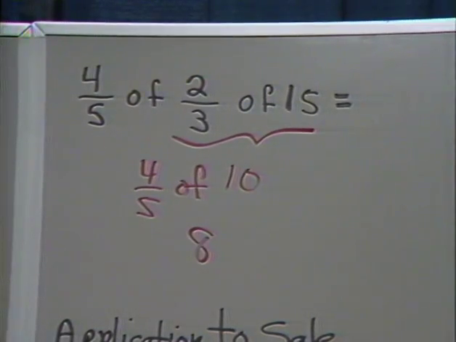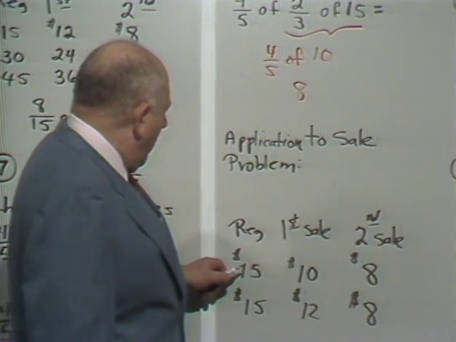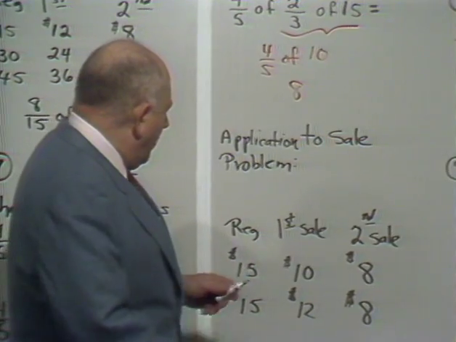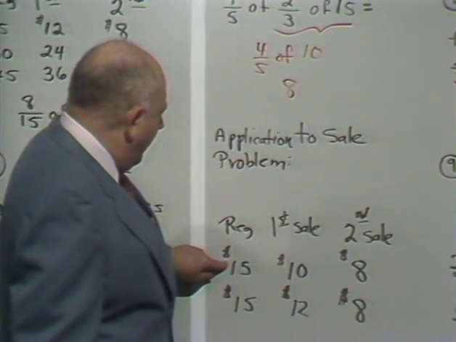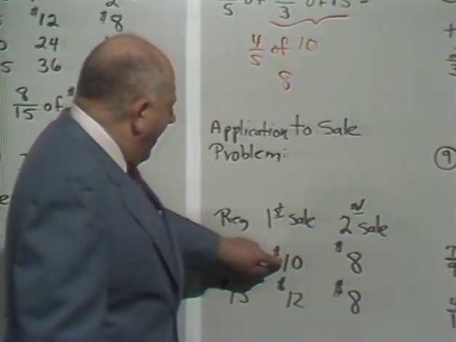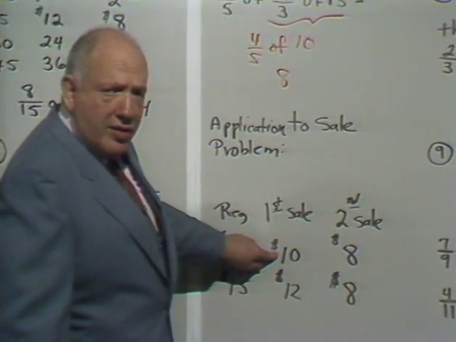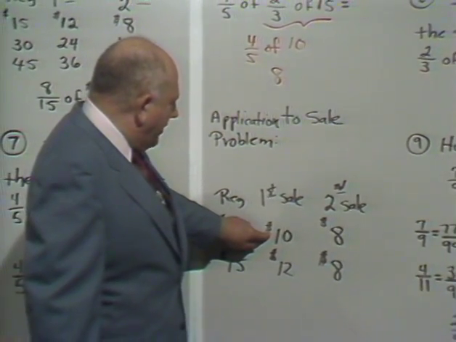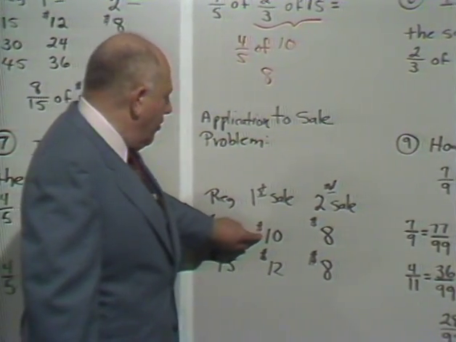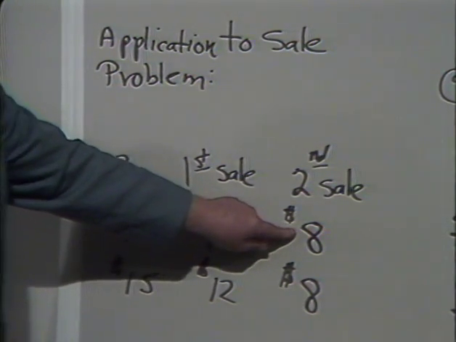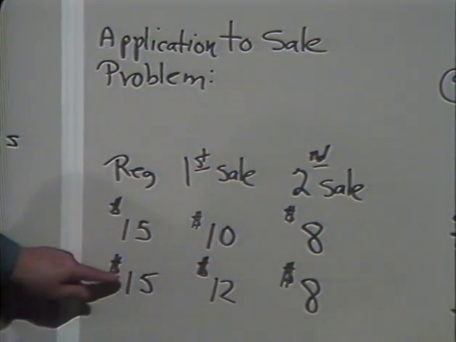But look at the part that's interesting. This way, the regular price was $15, so we took 1/3 off. That was $5. At $5 off, the price was $10. Then we took 1/5 off the $10. 1/5 of 10 is 2. We take $2 off the 10. That's $8.